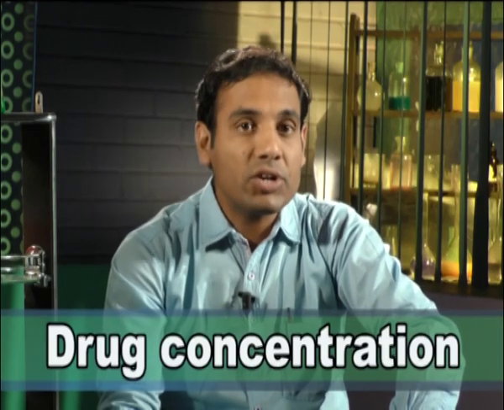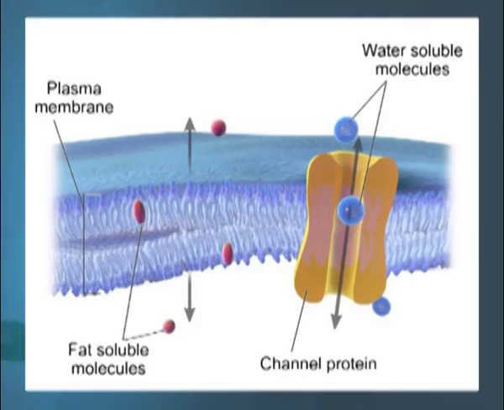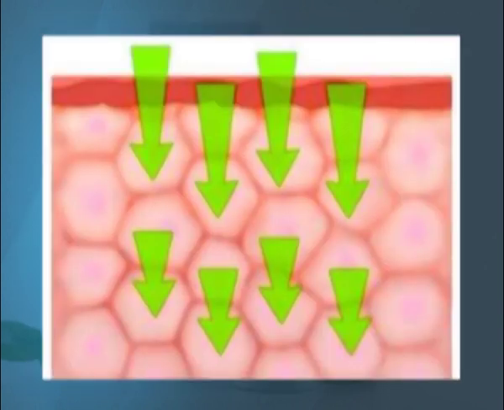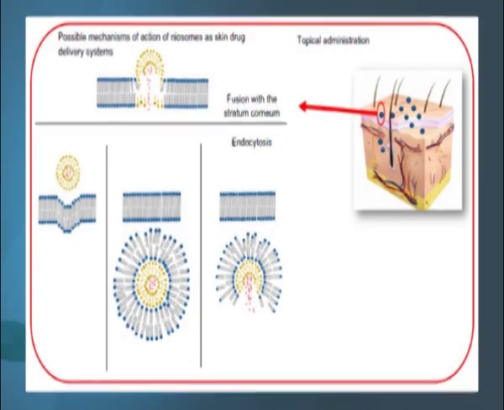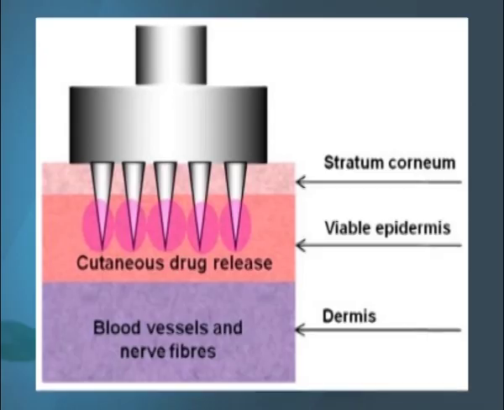Second one is drug concentration. The absorption of drugs through the skin is governed by passive diffusion. Drug transports according to concentration gradient, that means from high concentration to lower concentration. So the concentration of drug in the formulation applied over the skin determines the diffusion rate across the skin. Higher the concentration, more will be the permeation.